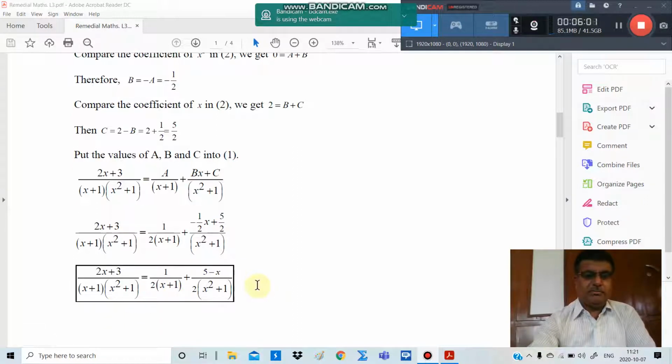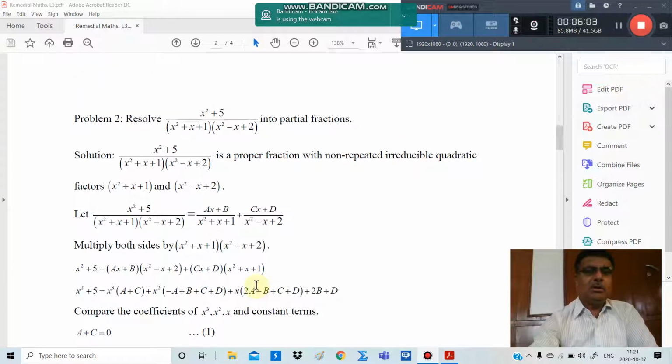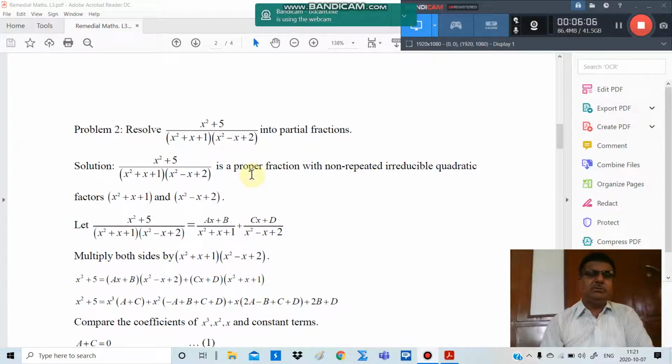Now we take the next problem in which the denominator contains two quadratic factors, x square plus x plus 1 and x square minus x plus 2. Now we have to resolve this fraction into partial fractions. This expression is a proper fraction with non-repeated irreducible quadratic terms. These are irreducible quadratic terms.